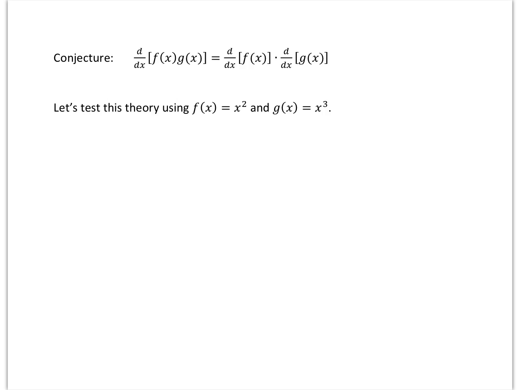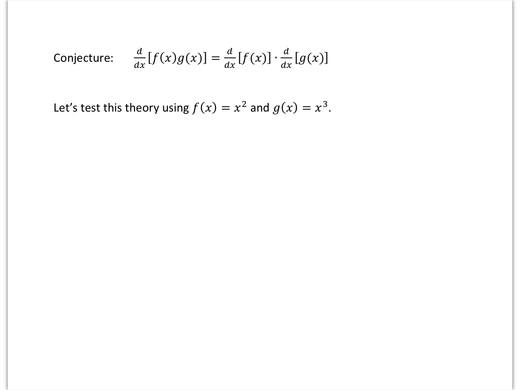So a conjecture, a very good guess, might be that the derivative of f times g is the derivative of f times the derivative of g. It would be a very reasonable thing to think that this might be the case. So let's test it out.